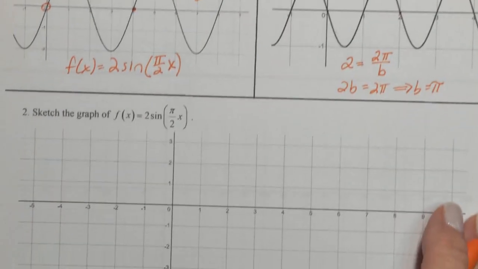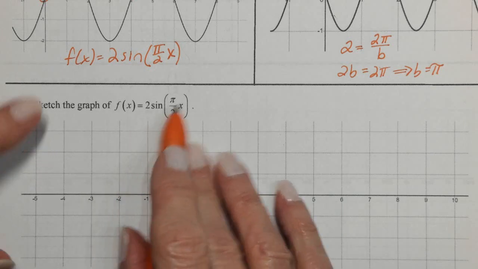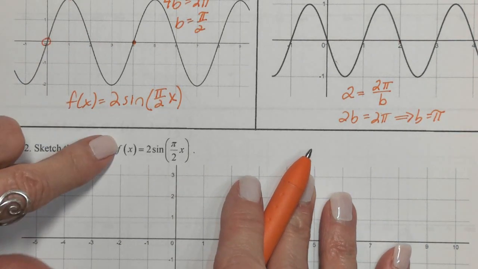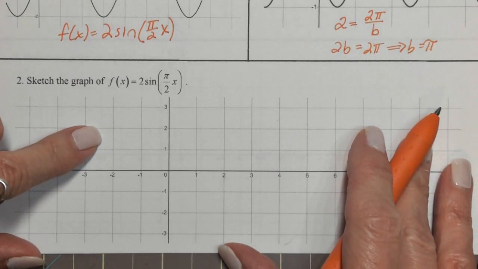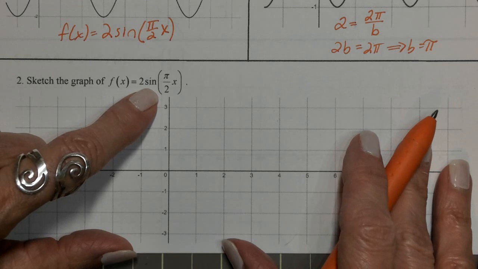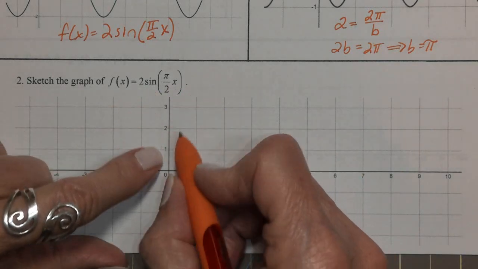Okay, let's sketch a graph. Let's sketch the graph of this function. So we're going to go backwards. Here I gave you the graph and told you to write the equation. Now I'm giving you the equation. You draw the graph. Okay, it's sine. So when I think of sine, I think it starts at the origin.